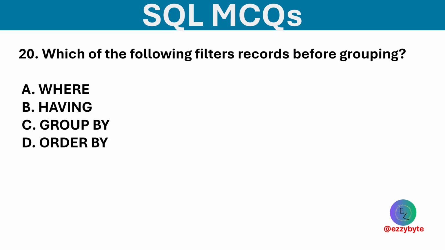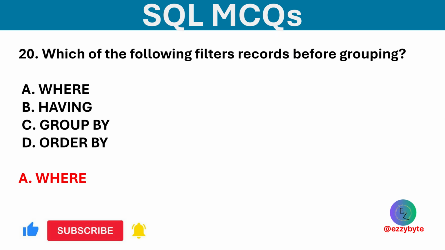Which of the following filters records before grouping? Options are where, having, group by, and order by. Option A is correct. Where filters individual rows before they are grouped.